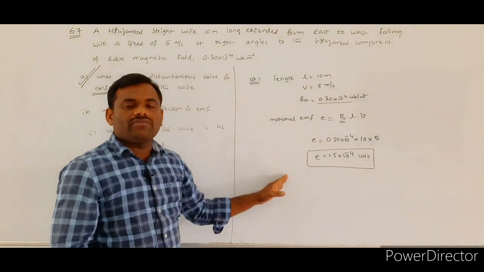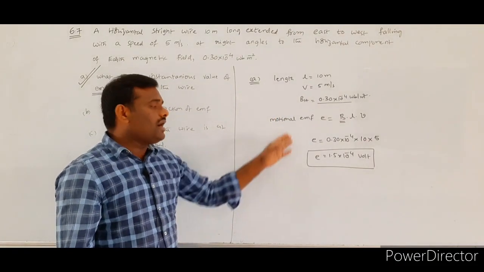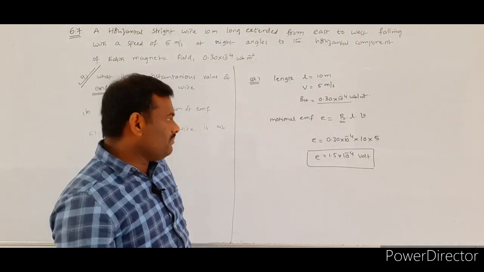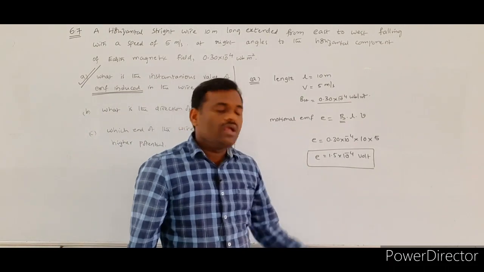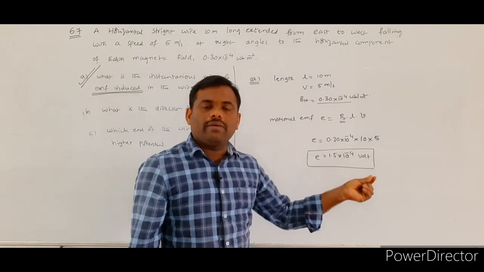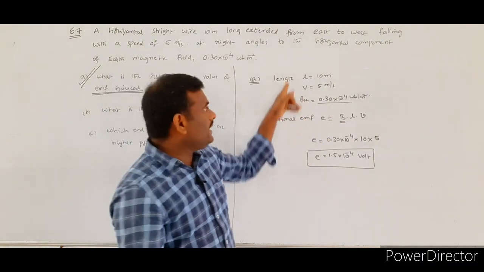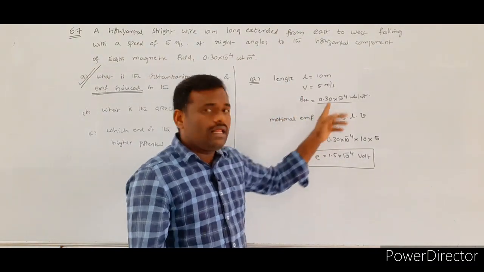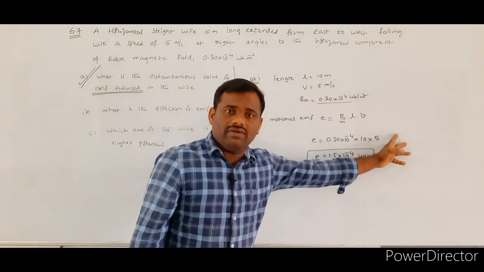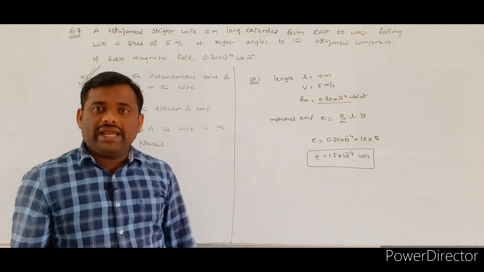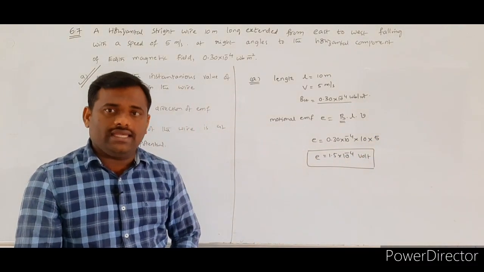The magnitude of the instantaneous EMF, or the motional EMF value, is E equal to 1.5 into 10 power minus 4 volt. It is very simple. Already we know the given data values, and we know the direct formula E is equal to BLV. Simply you will get the magnitude of the instantaneous EMF.